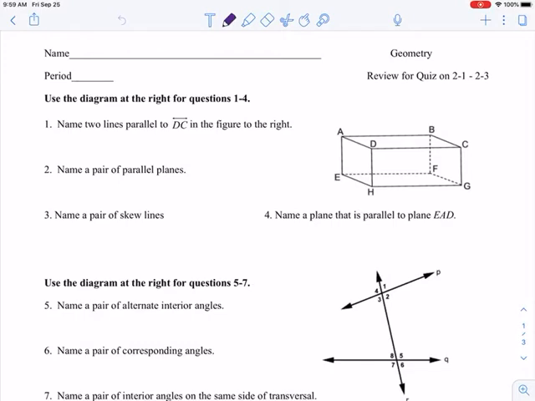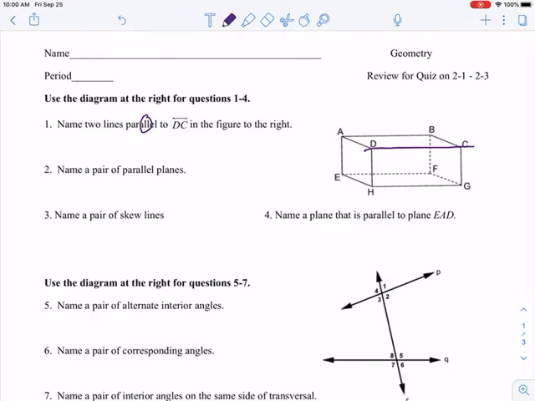So in number 1, you want to name 2 lines that are parallel to DC in the figure at the right. So again, you're looking for 2 lines that are parallel to that purple line that I just drew right there. Again, parallel lines never intersect. And you can look at the word parallel, and it even has a pair of parallel lines in it. So there's more than one right answer there. So just name 2 lines, and remember you need 2 points to name a line, not 3.